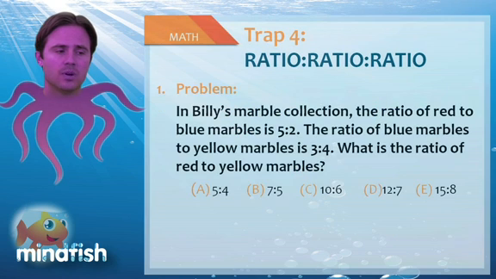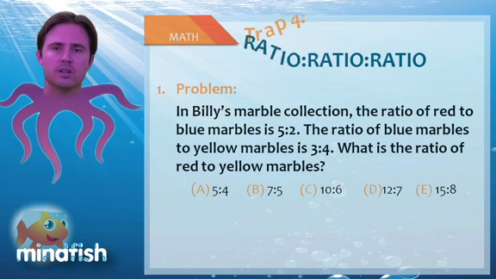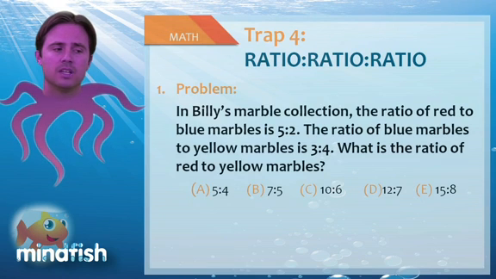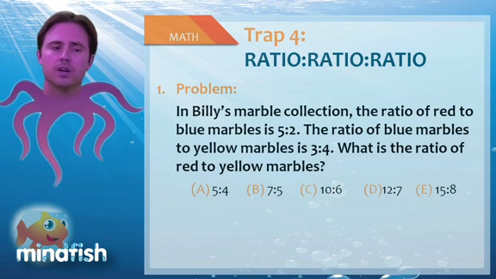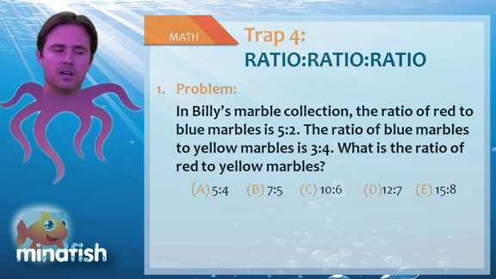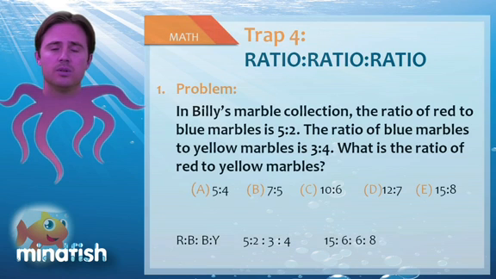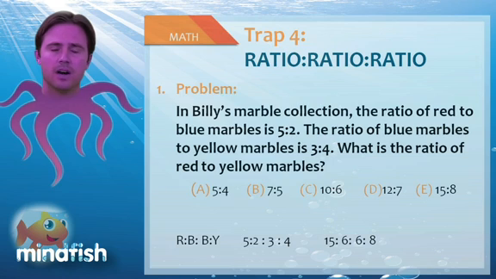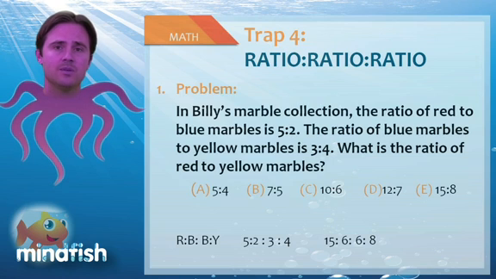So in this problem, we have in Billy's marble collection, the ratio of red to blue marbles is 5 to 2. The ratio of blue marbles to yellow marbles is 3 to 4. What is the ratio of red to yellow marbles? Now if we write down the ratios, we have red to blue is 5 to 2, and blue to yellow is 3 to 4. And again, the trap here is they want you to pick 5 to 4. Why can't we do that?